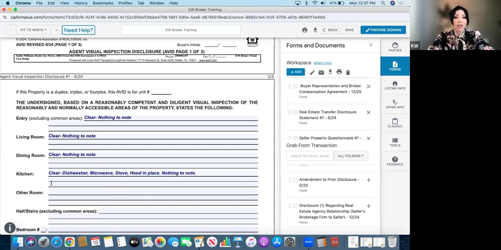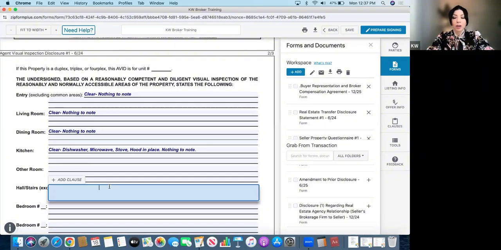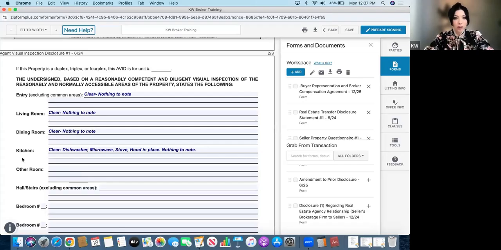You don't want to use adjectives. You don't want to say it is very clean, or there's a large crack. So any words like that, you don't want to use. It's what you observed. It's just facts without using adjectives.